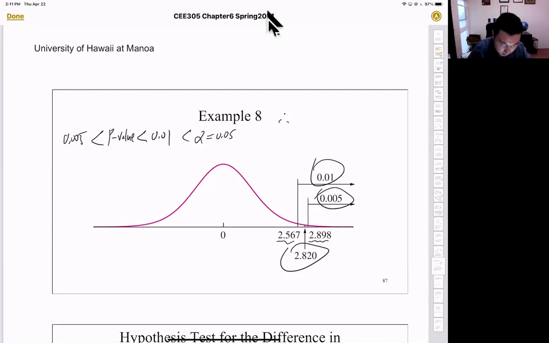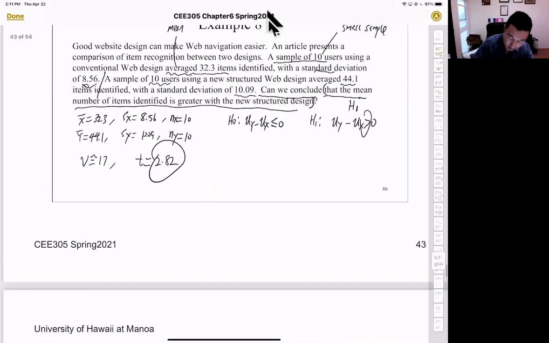H1 is true. And you can copy the whole sentence after the keyword conclude, because that is H1. That is how we set it up. So yes, we can conclude that the mean number of items identified is greater with the new structure design.